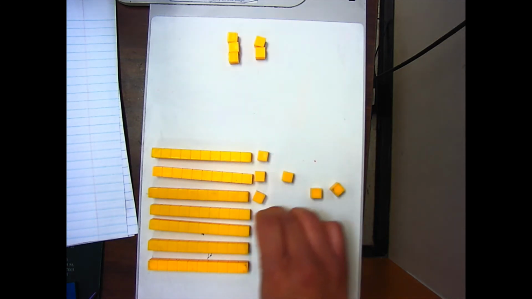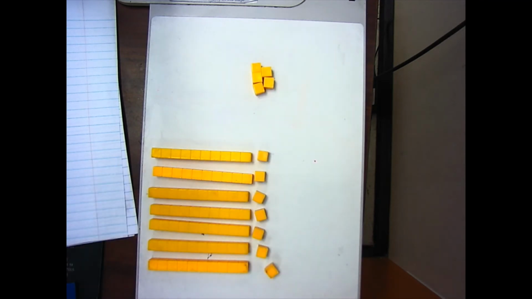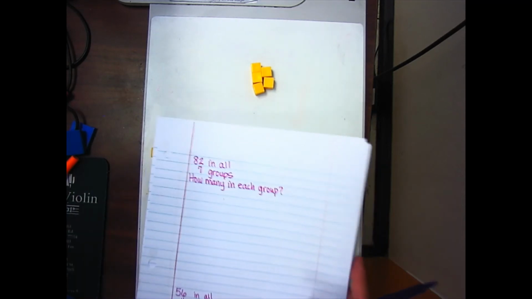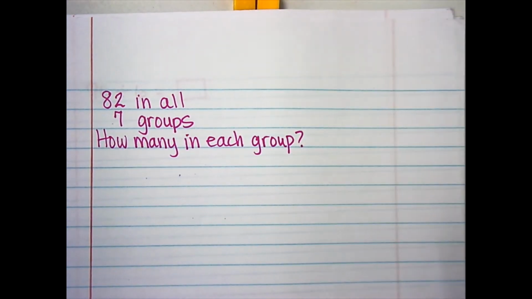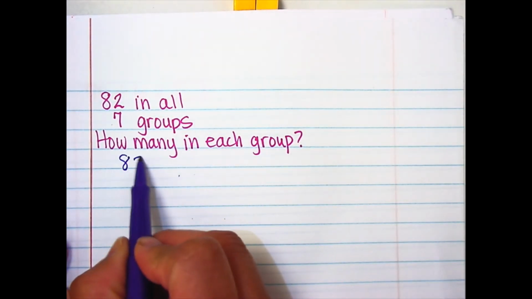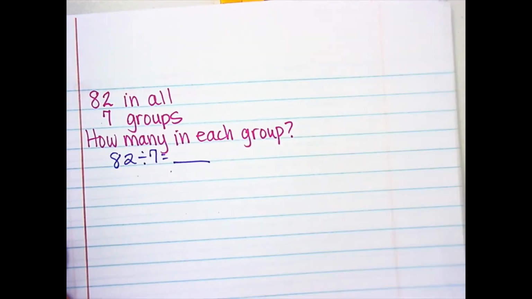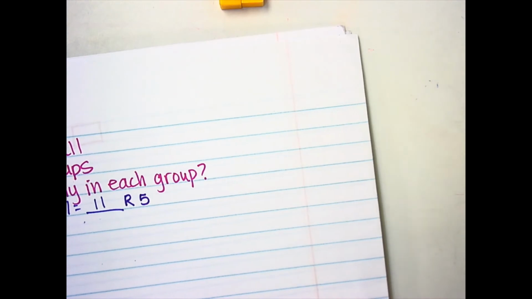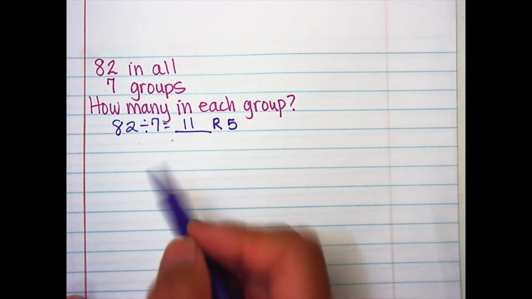Do I have enough to divide those in equally? No, I don't. So that is my remainder. So now I have 82 divided by 7 equals 11 in each group with a remainder of 5. So 82 divided by 7 equals 11 with a remainder of 5.